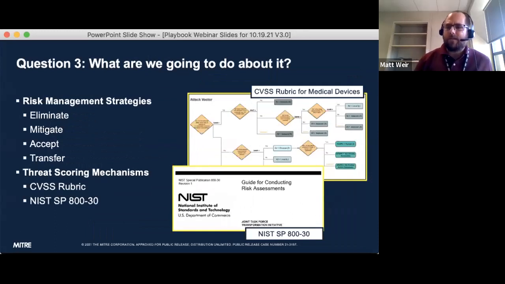The next question, and this is probably the most important one, is, what are we going to do about this? Once you've identified threats, how are you going to manage those threats? In the playbook, we focused on 4 main threat mitigation or threat management strategies: eliminating, mitigating, accepting, and transferring. The real goal of this is to avoid the silent acceptance and transfer of risk. This is something we really want to avoid.